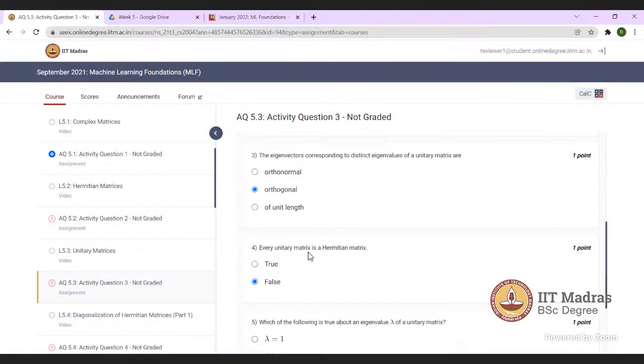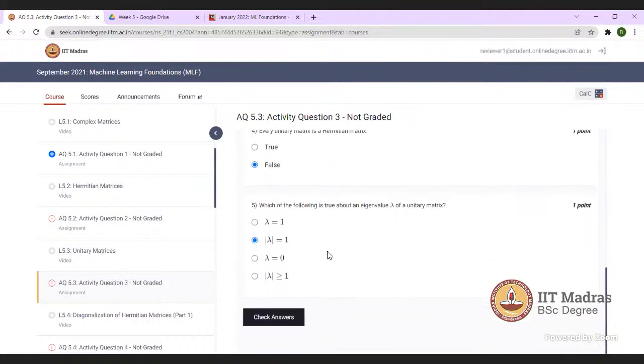Next: every unitary matrix is a Hermitian matrix. This is not true. All unitary matrices are not Hermitian, and the converse is also not true. All Hermitian matrices are not unitary matrices. And the last one, we have discussed the eigenvalues of a unitary matrix. The absolute value should be equal to 1. That is, it could be equal to 1 or minus 1.